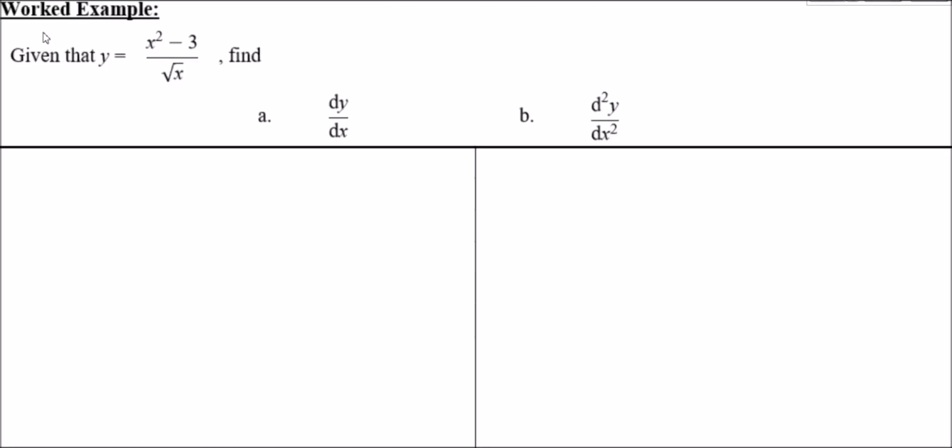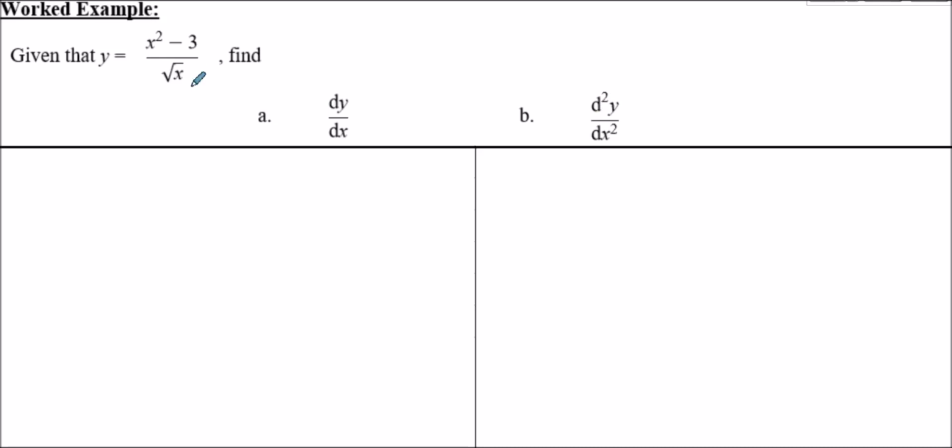So I want you to imagine that we've got this function y equals x squared minus 3 all over root x. So first of all, let's find dy by dx, the first derivative, and part b, the second derivative. This, by the way, is just notation. We're not actually squaring a d or squaring an x. It's just how we write down the second derivative.